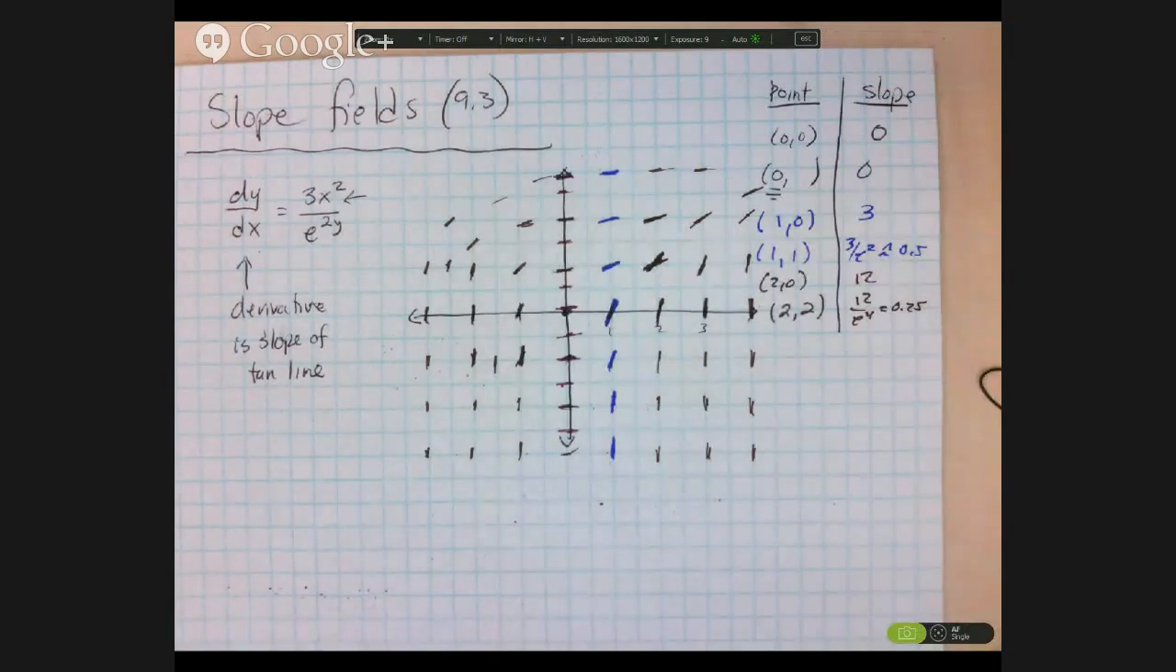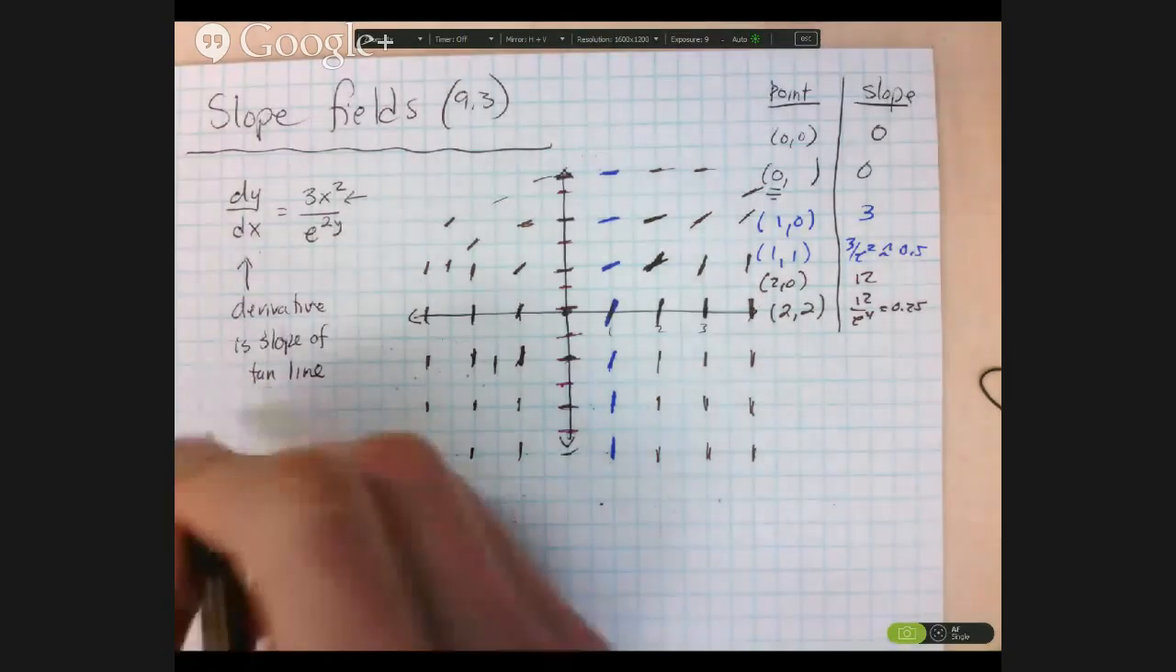So that's a slope field. It's plug and chug. If you have the derivative or the differential, you can generate a slope field. Sometimes you're going to be asked to generate a specific graph on that slope field for a specific solution.